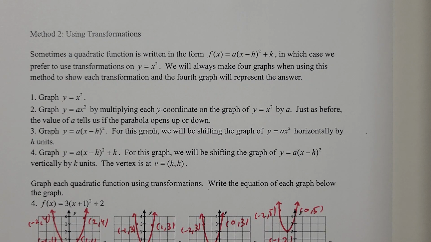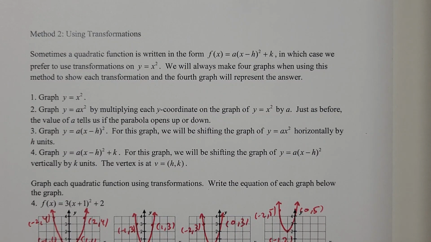Okay, we'll get back to section 3.2 here. We'll talk about just another method for graphing parabolas, which is using transformations. It says that sometimes a quadratic function is written in the form f of x equals a times x minus h squared plus k, in which case we prefer to use transformations on y equals x squared.